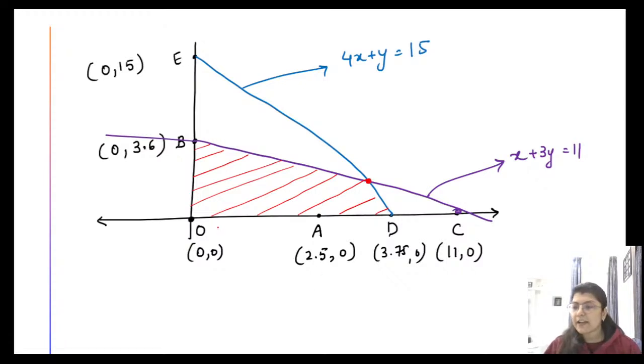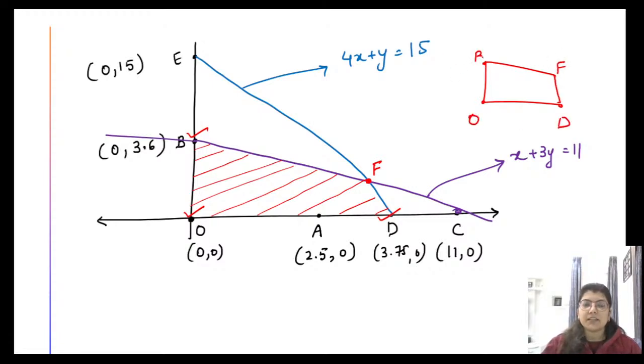So how many points do I have? I have this, I have this, I have this. Let's say this is your F point, F coordinate, and I have this. A is not a part of this. Why is A not a part of this? Because A is not on the boundary. So somewhat like this, you will get some region type of thing. Okay. So this is O, this is D, this is F and this is B. So this is your what? This is your feasible region.